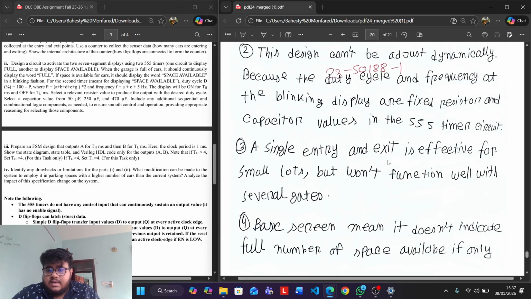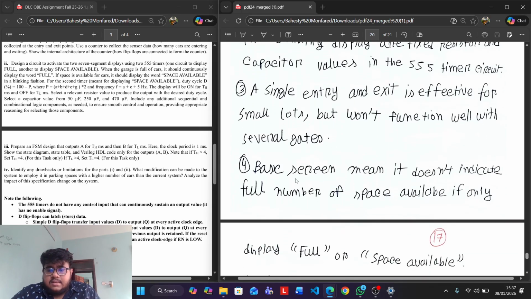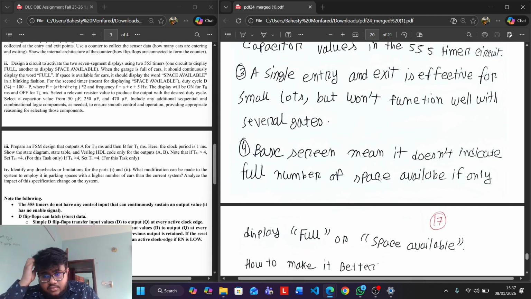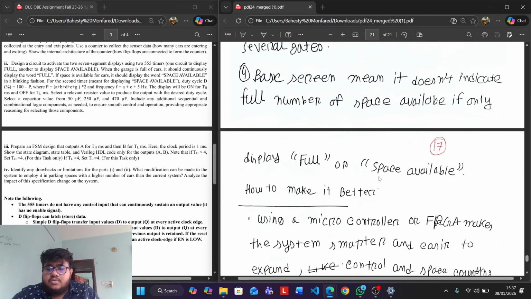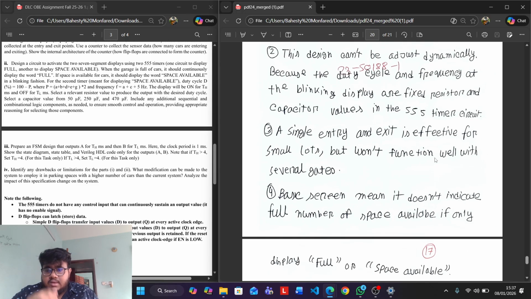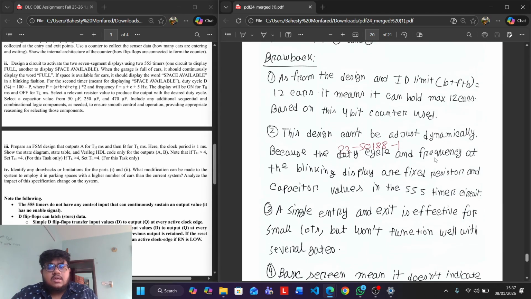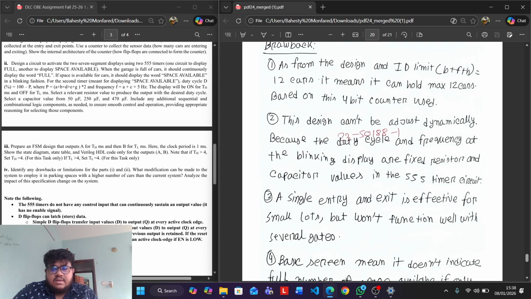A single entry and exit is effective for small lots but won't function well with several gates. The basic screen doesn't indicate the number of spaces available, only full or space available. In summary, we can easily control the parking system with a 4-bit counter if the capacity is 12 cars, but if the capacity increases, we have to improve our bit counter. So that was the drawback.